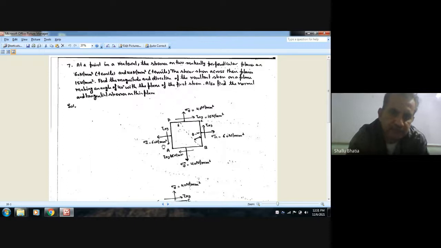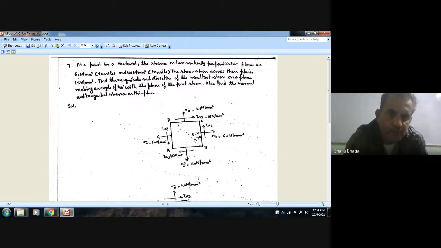So the first stress is 60. Take it as sigma x, 60. The second stress is 40, so take sigma y as 40. And tau xy is 15. Now we have to find the resultant stress on a plane at 40 degrees with the plane of the first stress. This plane BC is the plane of the first stress, sigma x, and the plane makes an angle 40 degrees with it, so theta is equal to 40 degrees.